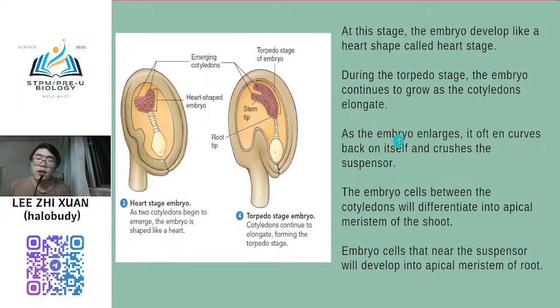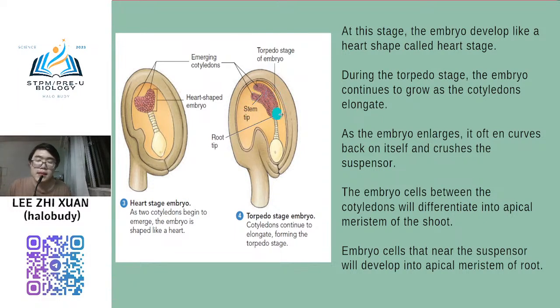And then as the embryo elongates, it often curves back on itself and crushes the suspensor cell. You will see that it will curve back on itself. The cells will roll backward, and then start to destroy or crush the suspensor cell. You can see that the suspensor cell now is already near the ovule wall. And then the embryo cells between the cotyledons will differentiate into the apical meristem of the shoot.